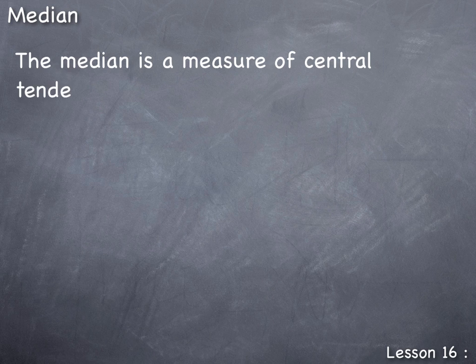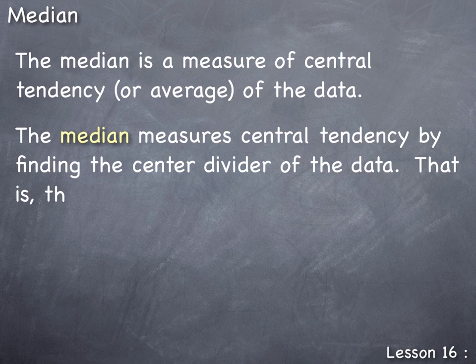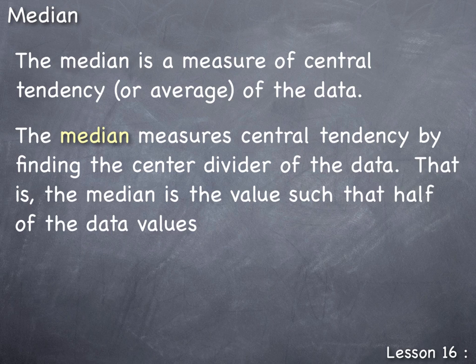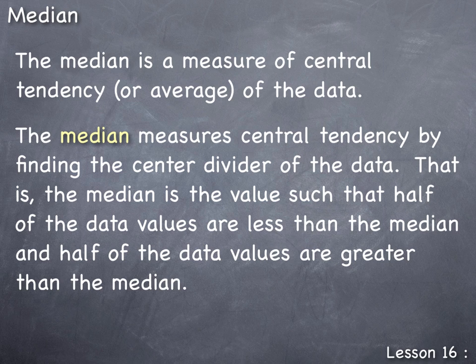The median is a measure of central tendency, or average of the data. The median measures central tendency by finding the center divider of the data. That is, the median is the value such that half of the data values are less than the median, and half of the data values are greater than the median.